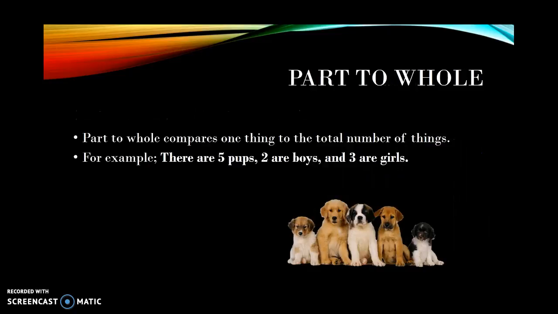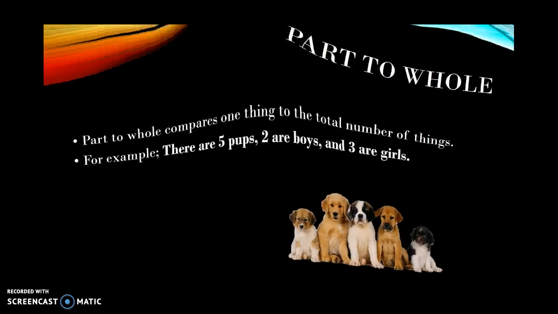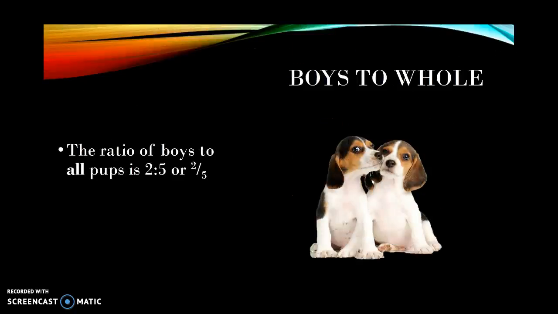We have the next part, which is part to whole for ratios. Part to whole compares one of the numbers to a whole group of numbers. The example we have given would be there are 5 puppies. 2 of the puppies are boys and 3 of the puppies are girls. So for the first example, we are going to be looking at the ratio of boys to the puppies. And as we know, you're going to be writing the second part of the ratio with 5 because that's the whole number of puppies that we have.